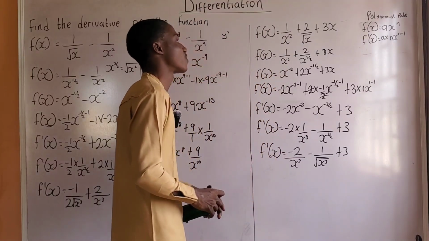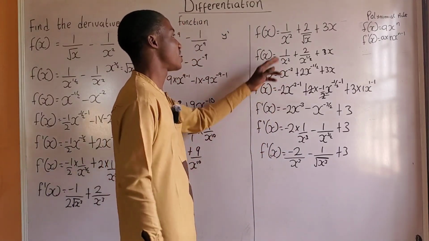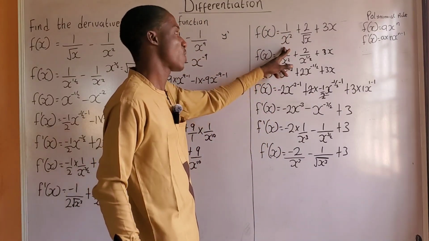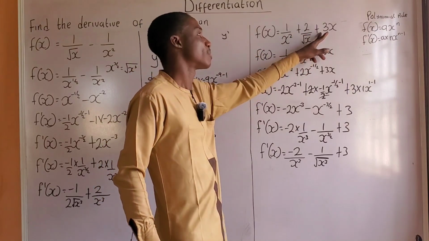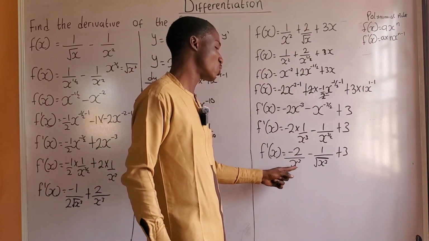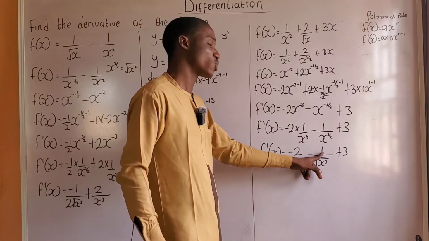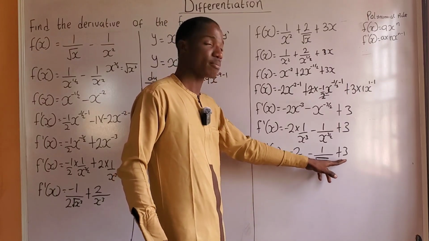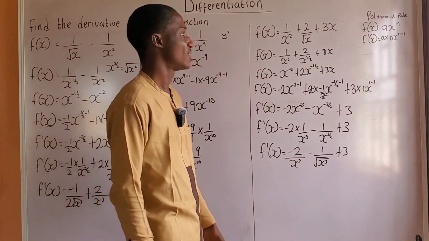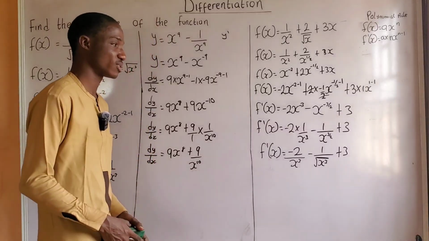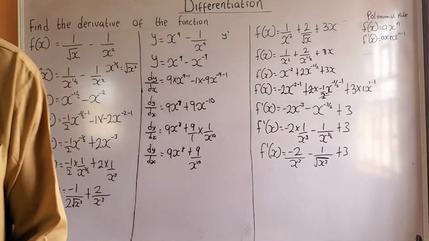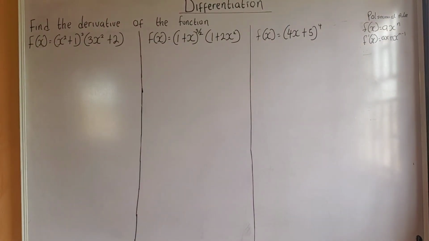So the derivative of the function f of x equals 1 over x to the power of 2 plus 2 over root x plus 3x is negative 2 over x to the power of 3 minus 1 over root of x to the power of 3 plus 3. Do you understand? Okay, so that is the solution to that question. Let's look at more worked examples on differential calculus, okay?